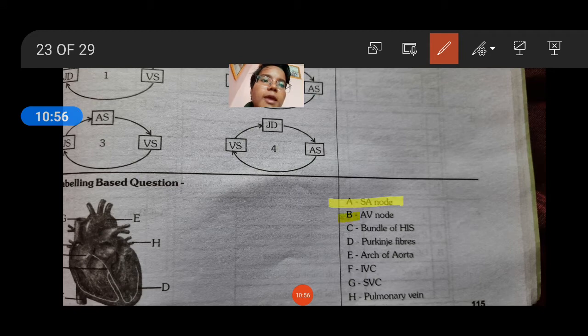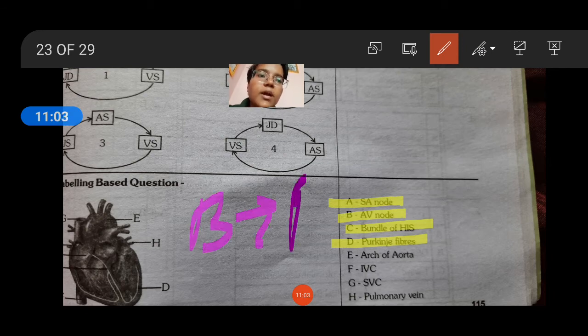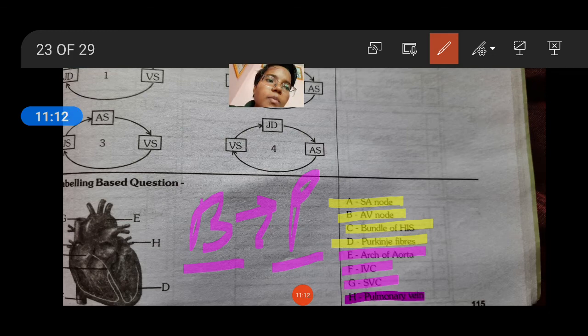SA node, AV node, bundle of His and Purkinje fiber. Learn it by B and then P: bundle of His and then Purkinje fiber. Arch of aorta, intraventricular septum, SVC, and pulmonary vein.